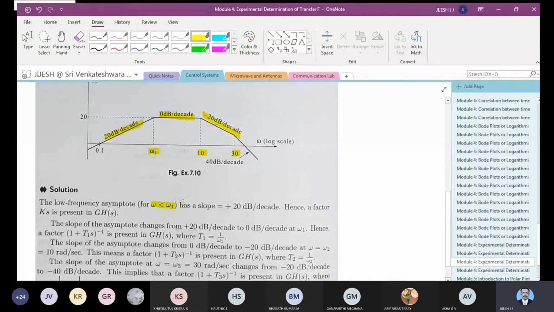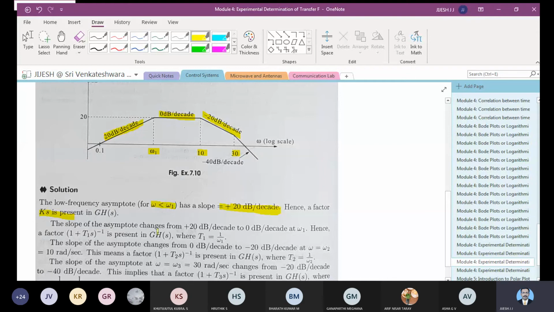Here the first slope is plus 20 dB per decade, hence a factor ks is present. So from that you should understand that a term is present in the numerator. s is present in the numerator because of the positive slope. So you can say that ks is present.